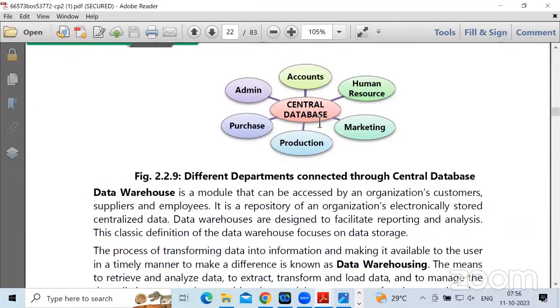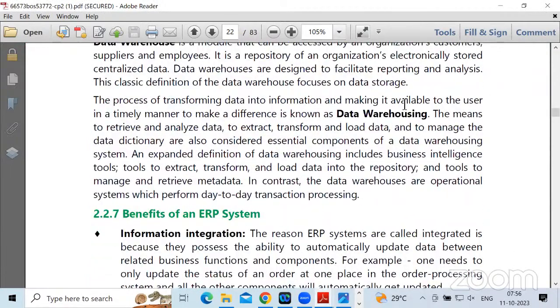This is the best example. Now you have a central database, as I mentioned earlier. You have separate modules: HR module, marketing module, production module, purchase module, admin module, accounts module. All are connected to the central database, and thereby you are connected to all the modules.